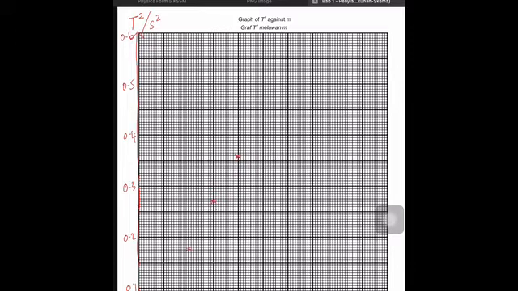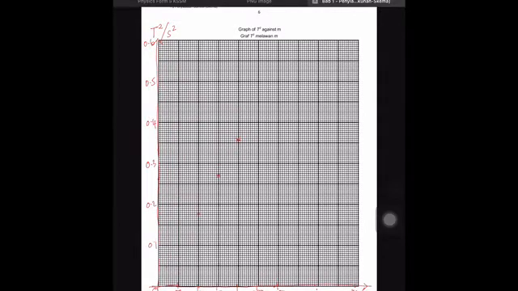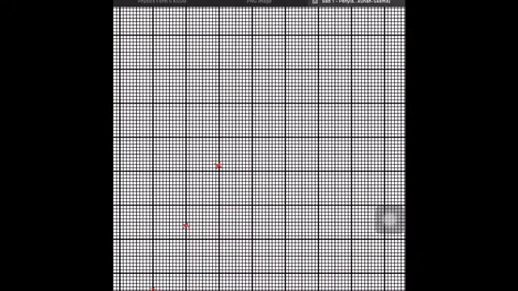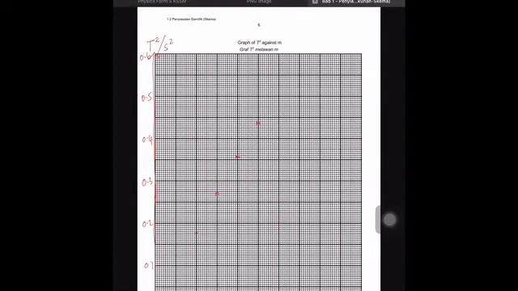0.4356 divided by 0.005. So 87.12. So 10, 20, 30, 40, 50, 60, 70, 80, 87. 87.12. So almost here.